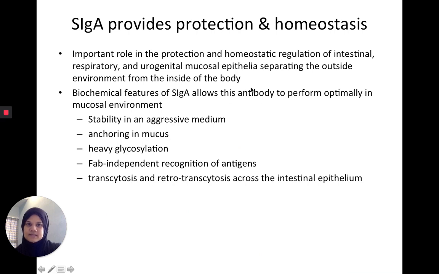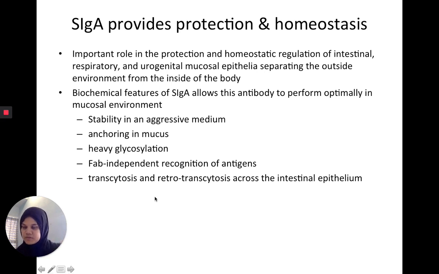So that's basically the overarching role of secretory IgA, and most of it is because its structure is quite stable, even though the mucosal surface can be quite an aggressive medium with all that mucus. So it can actually stay stable in the mucus. It has heavy glycosylation, which also adds to the stability. It also has Fab-independent recognition of antigens, and because it can be transcytosed and retrotranscytosed, it's also quite useful for antigen sampling as well.